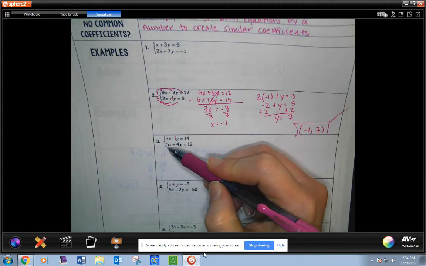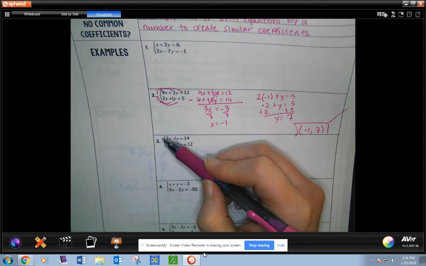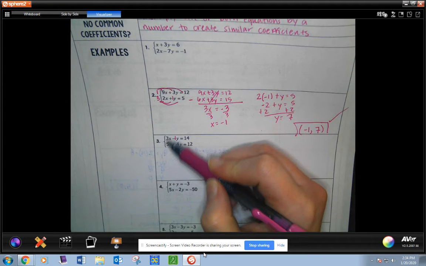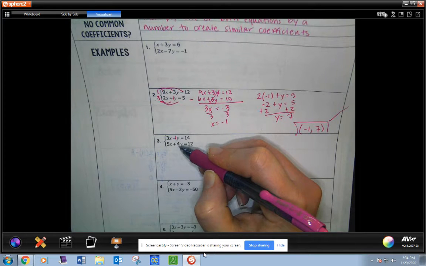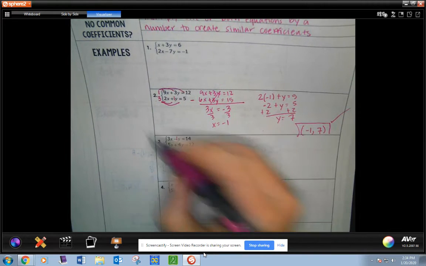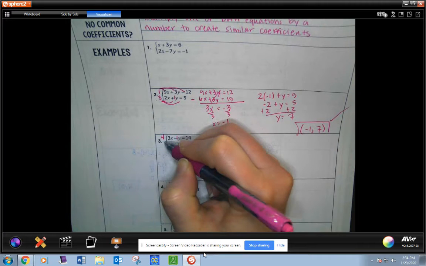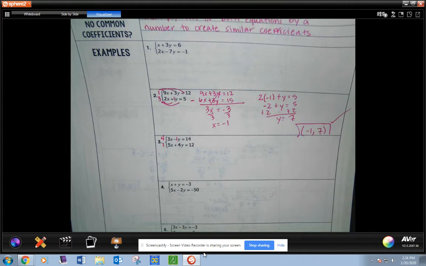So we can either multiply the top by 5 and the bottom by 3 to get the x's to match, or we can multiply the top by 4 and the bottom by 1. One is easier, so I'm going to switch the y's again. Now remember, it doesn't matter if you change the x's or the y's. It'll work the same no matter what.